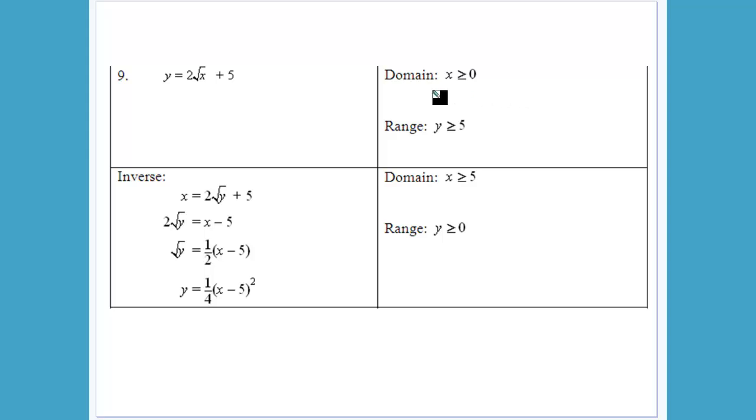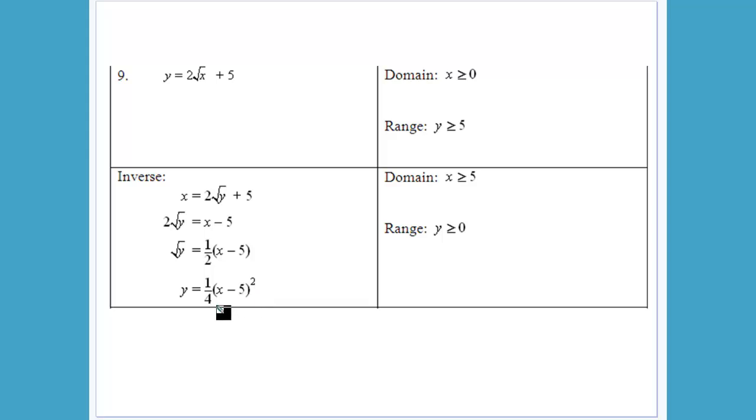Now, the domain here would be x greater than or equal to 0, because you can't have a negative number put in there. And the smallest value that you would get then would be 0, so y is going to be 5 or more. So for the inverse function, swap the x and y over, and then we start to calculate for y. So we get x minus 5, we take half, and then we square both sides, which gives us y equals a half squared is a quarter, times x minus 5, all squared.